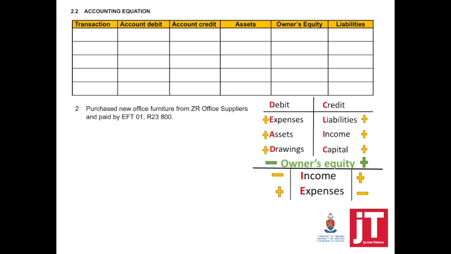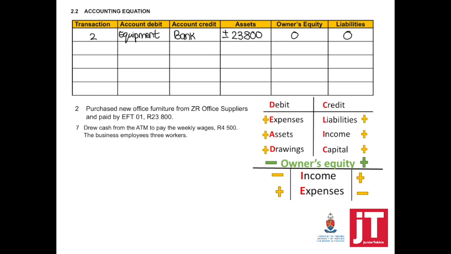If I look at the first transaction, purchase new office furniture from ZR Office Supplies. So on day 2, from the CPJ, bank is always going to be credited. The rest is going to be debited. That's why we've got bank credit, account debit, equipment. Both are classified as an asset. So my assets increase on the debit side and it decreases on the credit side. That's why we have assets plus minus 23,800. Nothing with owner's equity, nothing with liabilities.